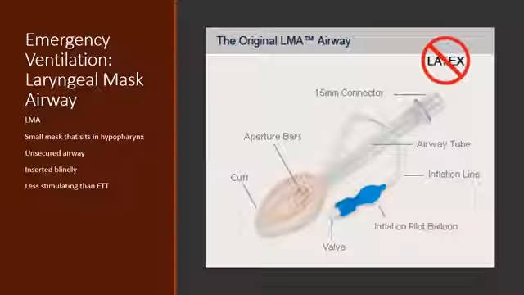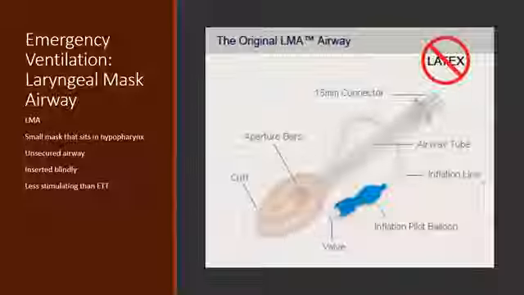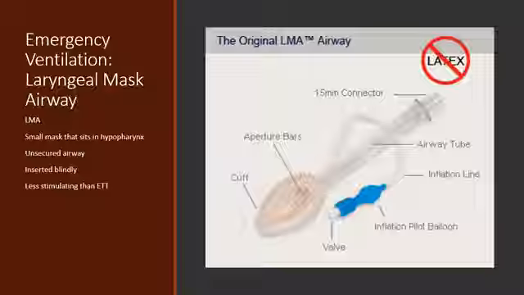So once again, this is an unsecured airway because this sits in the hypopharynx, not in the trachea itself. And because it's unsecured, there is a risk that patients can vomit, and it can end up in the trachea, in the lungs. But oftentimes with a laryngeal mask airway, we're able to ventilate patients adequately and buy some time before we can then obtain a more secure airway.